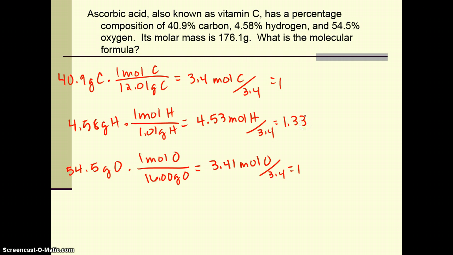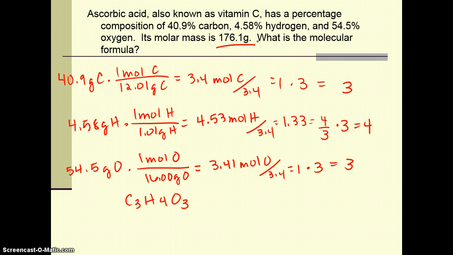Now, we need to get this to whole numbers. I know all my work is correct, 1.33. It's not 1.5. The easiest thing for me to do is to turn it into a fraction. This is how I see it best. So I'm going to turn this into 4/3. If I want to get rid of this denominator here, I'm going to need to multiply this by 3. If I multiply that by 3, I need to multiply this by 3 and multiply this by 3. So I end up with a 3, 4, 3 ratio. That means my empirical formula is C3H4O3.